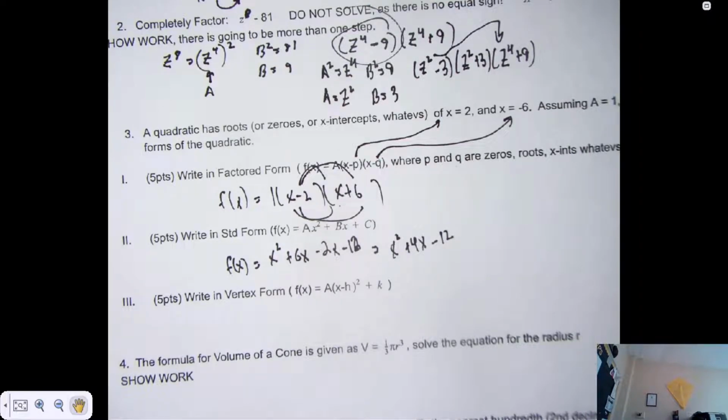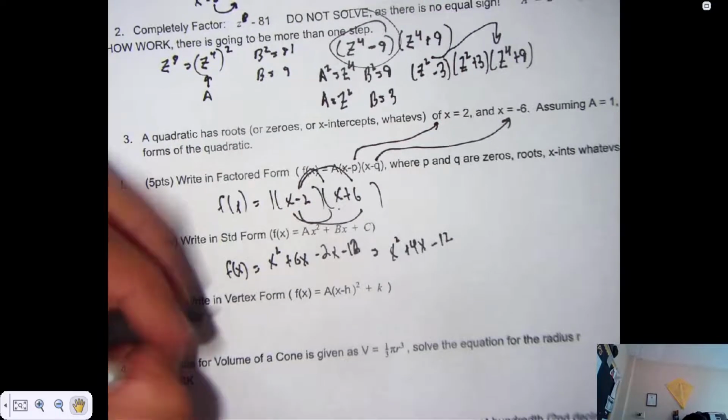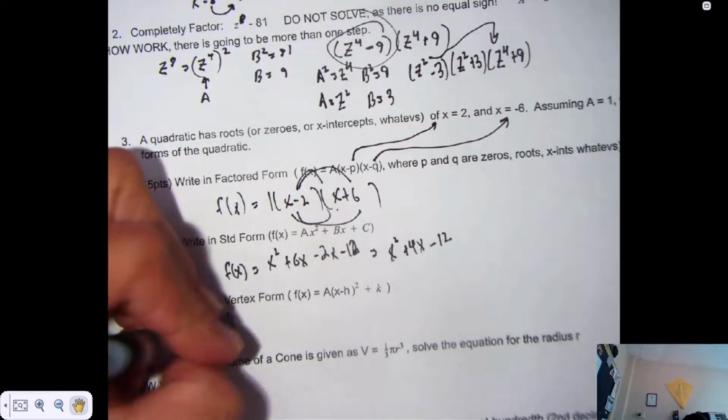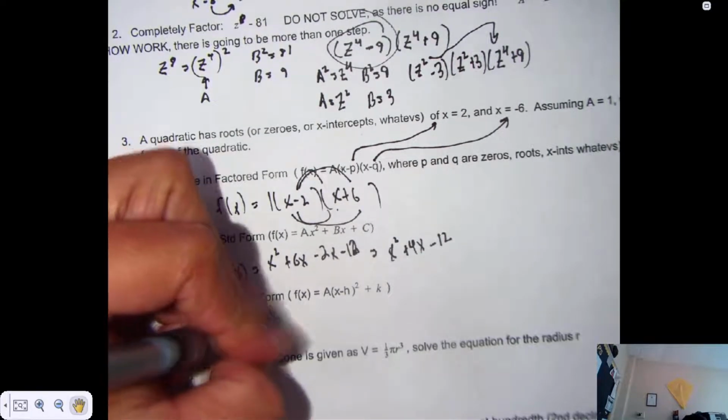Up next is write in vertex form. I've shown you a way of doing this in the past, and it's long, so I want to show this a different way. I don't know if you'll have more success with it or not, to be quite honest with you. I'll show you how I was taught. I was not taught through steps. I was taught to think. What I'm going to do is I'm going to just leave some space and talk about that minus 12.